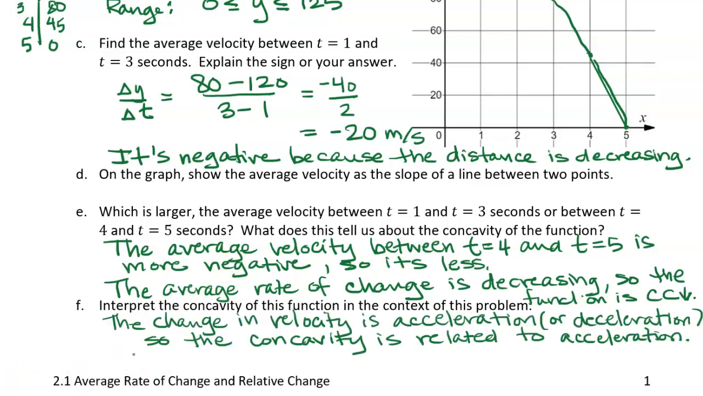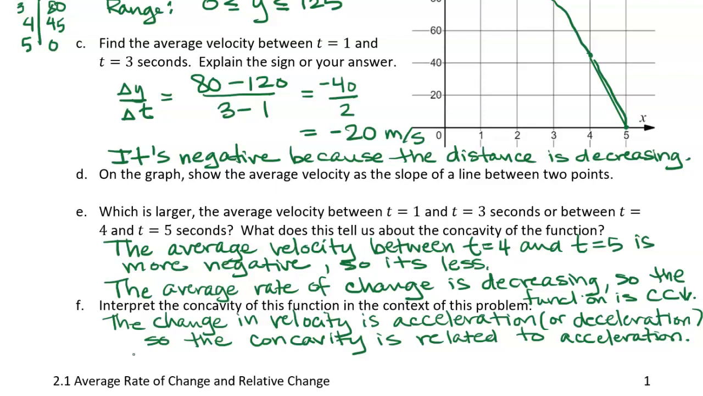Now in this problem, the velocity is negative and it's becoming more negative. So it's effectively accelerating in the negative direction. In general, if velocity is increasing or speed is increasing, it's acceleration, but here we have acceleration in the negative direction. So even though the velocity is technically decreasing, the speed is increasing. And so it's going faster and faster as it's falling until it hits the ground.